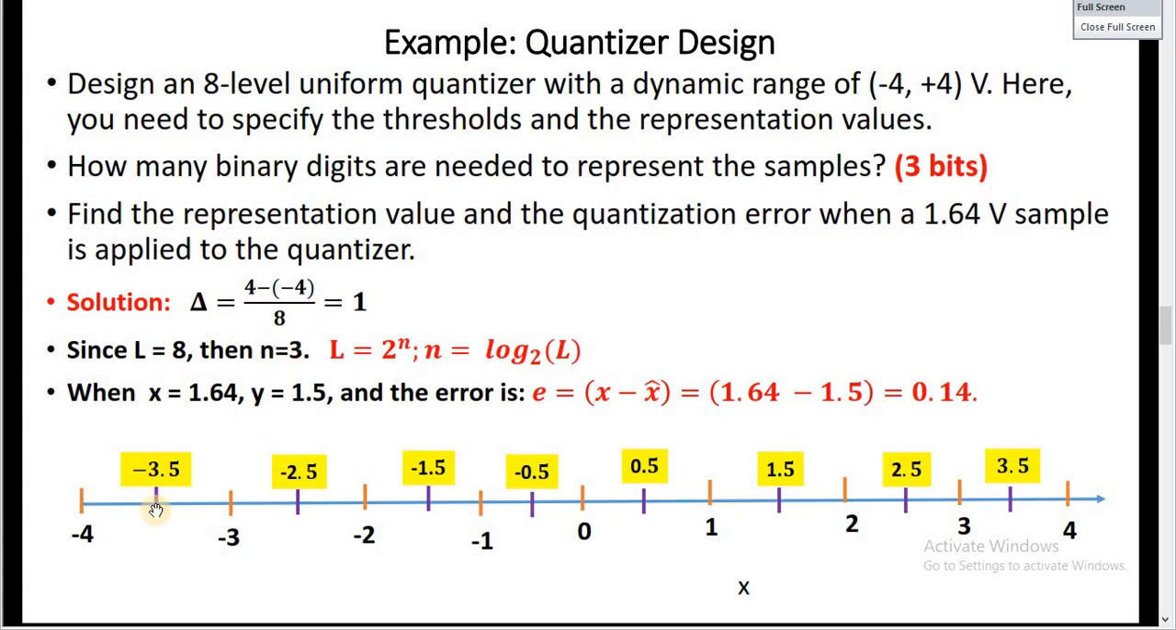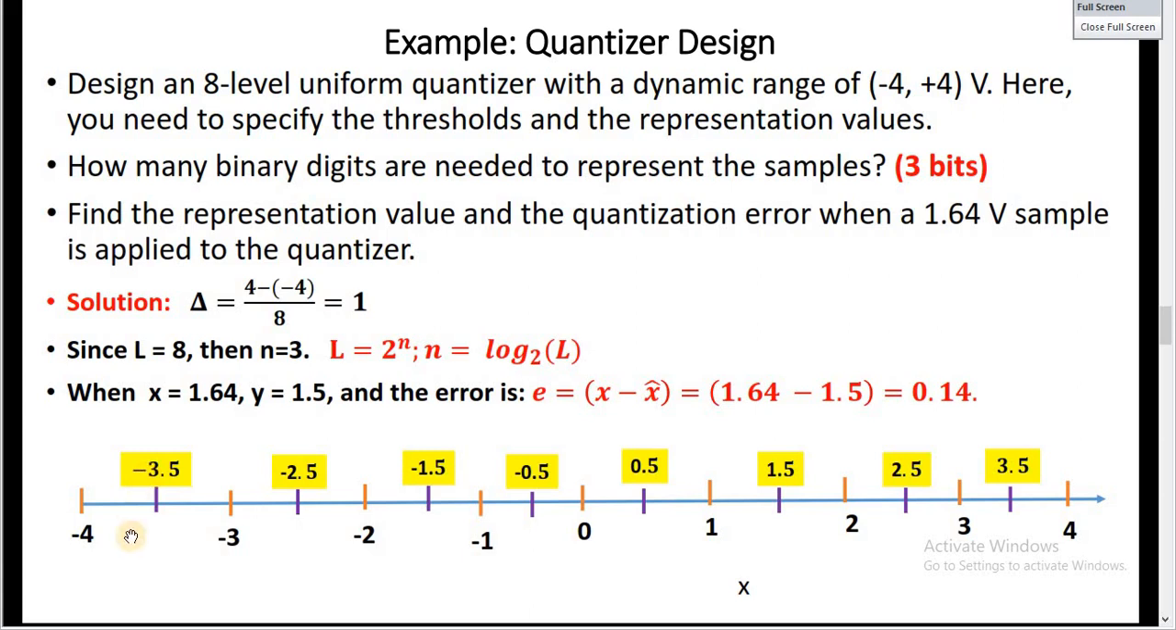Now, for the uniform quantizer, we see that the spacing between the thresholds is 1, and the spacing between the representation levels is also 1. For example, we take this segment between 0 and 1; the representation level is taken halfway between 0 and 1, which is 0.5. Then for this segment, it's 1.5. For this segment, it's 2.5. And for this segment, it's 3.5. And we also have symmetry. That is, we have also minus 0.5, minus 1.5, minus 2.5, and minus 3.5.